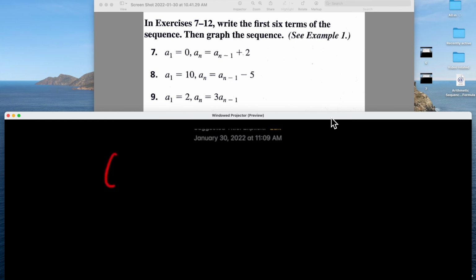Okay, so they tell us what a sub 1 is. They tell us what the value is at position 1. And we're asked now to find the values at the subsequent positions. So let's go ahead and put our position numbers in here. These are the n values. This is the input. When we go to graph, this is going to be our input, and the values up here are going to be the output. Okay, what's the value at position 2?